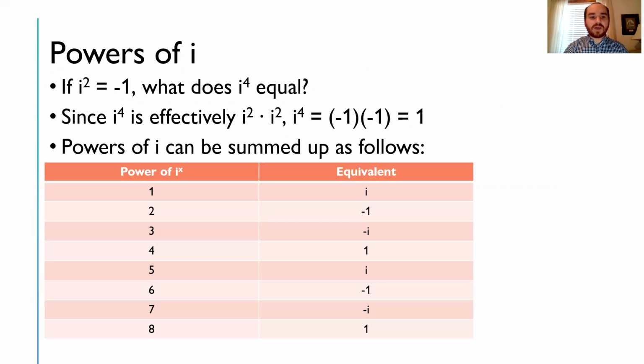So basically the powers of i can be summed up as follows. i to the 1 is just equal to i, i to the 2 is -1, i to the third is -i, i to the fourth is 1, i to the fifth is i, i to the sixth is -1. So basically it's a cycle. It's on a 4-part cycle. What you want to do is divide the power of i by 4 and then take the remainder, set it equal to 1, 2, 3, or 4, and this will tell you which one it is.